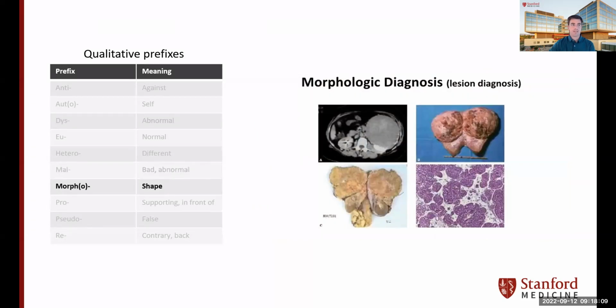Morph is the shape of something. Sometimes we can make a morphologic diagnosis by looking at the shape, either grossly, which is when you look at the tissue, or at a histopathologic level where you actually look at it under a microscope. And based on that, you can make a morphologic diagnosis.